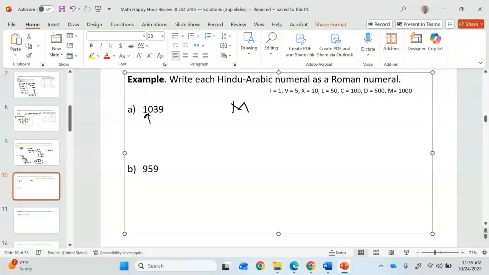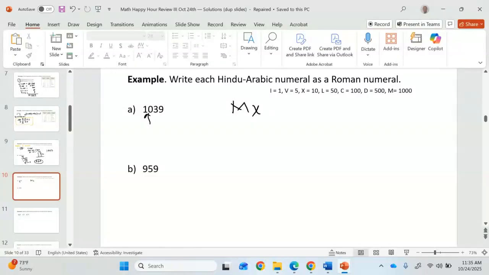And then the 39: well, 30, I can write as 3 X's, and that would be within the limit, because I can only repeat it 3 times. And then to create the 9, it would be wrong, for example, to put a 5 and 4 I's, because I would be repeating the I more than 3 times. So instead, the 9 you have to write as a subtraction, which is I and X, because this single one is going to represent 10 minus 1, which is 9. So this is how I would write down that number.